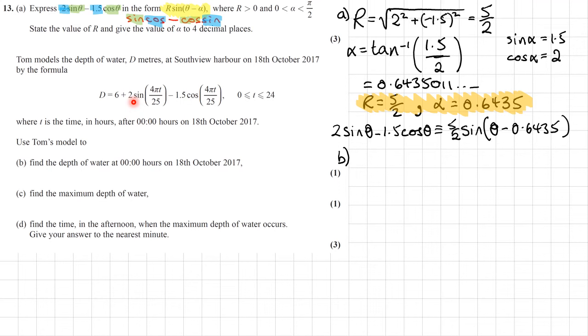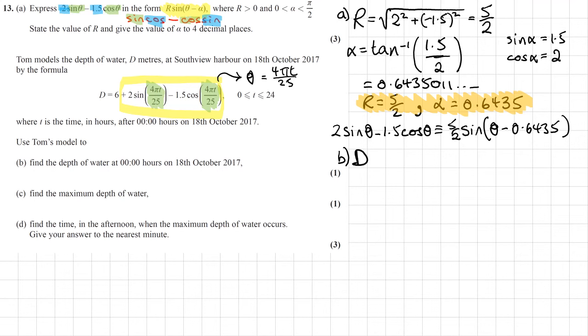Now, whenever we get these types of questions, always compare what you've got with what we've just done in the previous part. And if I have a look, this part here, I've just worked out something very similar to that in terms of R sine theta minus alpha. The only difference is in the original question there were thetas here, and this has got 4 pi t over 25. So I can just take my thetas that I had and put instead 4 pi t over 25. So what's that going to look like?